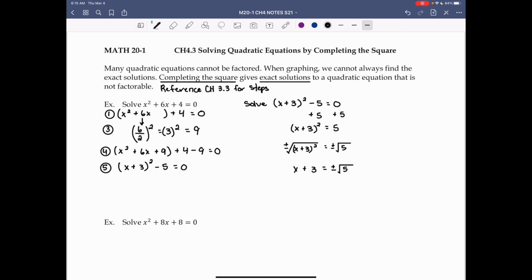And finally, we subtract 3 from both sides, and we get x equals plus minus the square root of 5, and then minus 3. Notice the minus 3 is not under the square root because it was a constant term. There was no square root with this minus 3, so it cannot go under the square root. It has to be outside the square root. We can't simplify this any further, so this would be our solution in exact value.